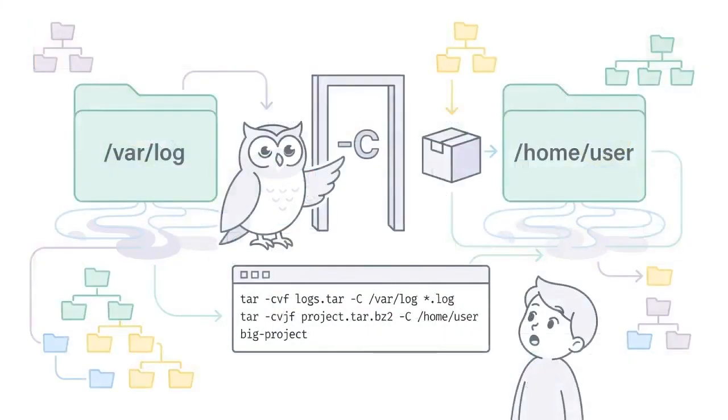The -C flag lets tar change directory mid-archive, so you can pack files from anywhere without ever running cd. Point -C at /var/log, and tar will collect files as if it were standing inside /var/log. This also lets you strip a path prefix from the archive itself, so packaging /home/user/project gives you a clean project/ inside the tar instead of the noisy absolute path.